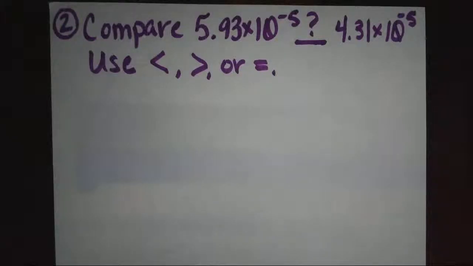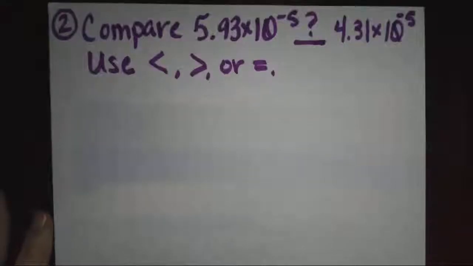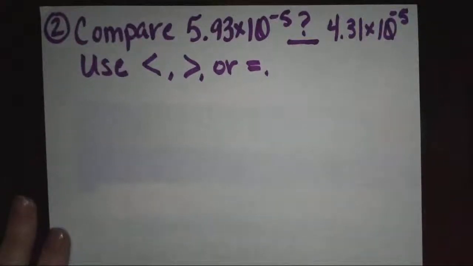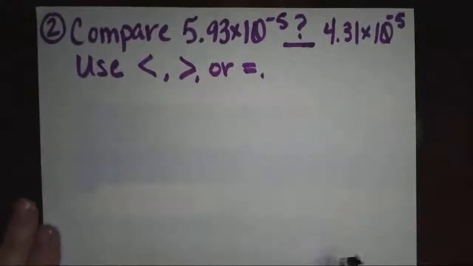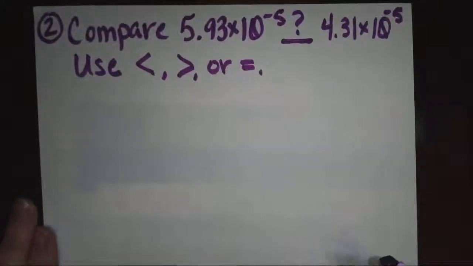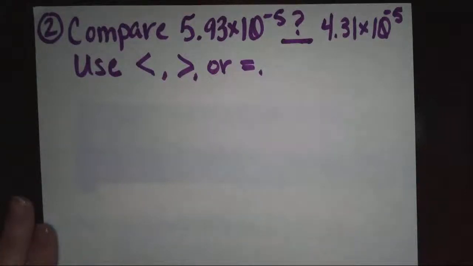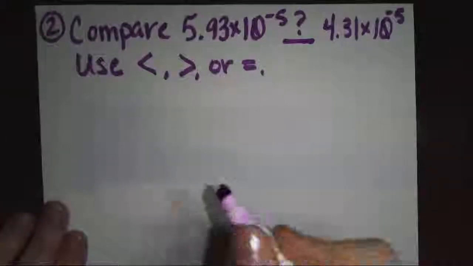This is our second extra help video for Test 8, and this video is going to focus on scientific notation and scale factors. This particular example is number 2 in your study guide. We need to compare 5.93 times 10 to the negative fifth and 4.31 times 10 to the negative fifth. It would be really helpful in order to compare these two things to write them in standard notation. So we're going to turn each of these numbers into standard notation.